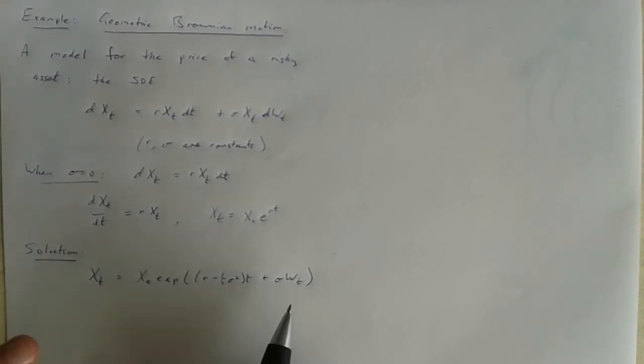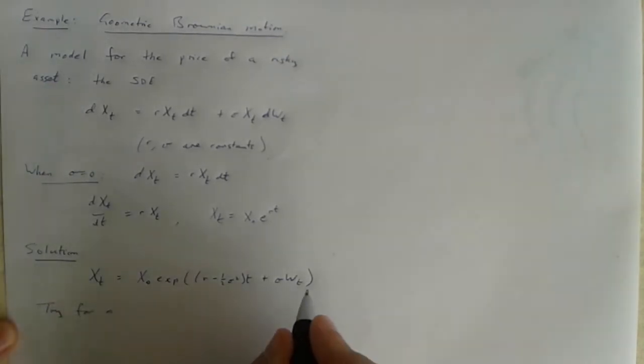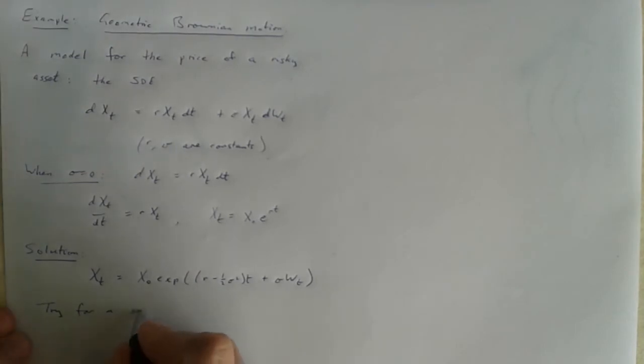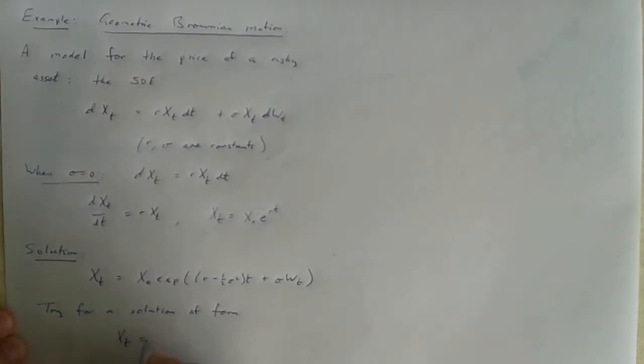Let's verify that it satisfies the equation. Actually, we'll go a step beyond that. Rather than just taking this as the solution, we'll say, suppose we didn't already know this, or not exactly, how would we tackle this? We would try for a solution of a particular form, something like that. So here's the idea that Wt is something we've already got.